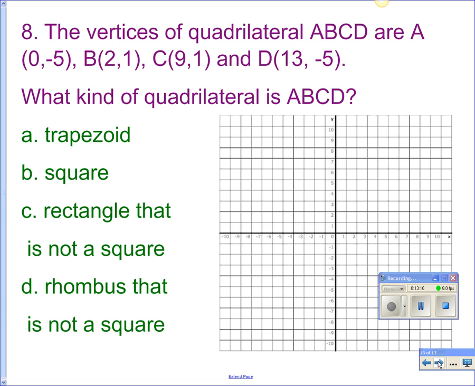Here we go. Number 8, the vertices of quadrilateral ABCD. What kind of quadrilateral is it? Zaria, what do we have to do to answer their question? What do we have to do with these points? We need to label them X and Y.